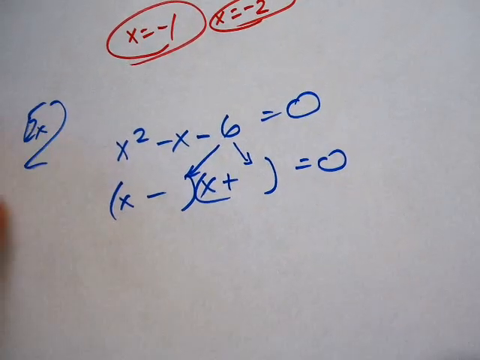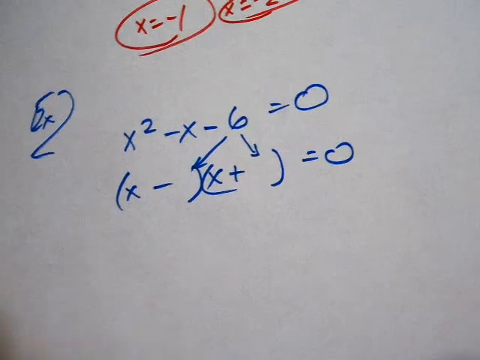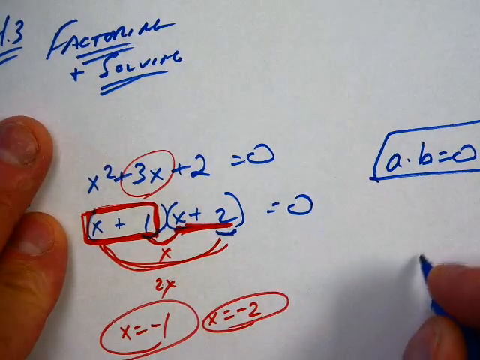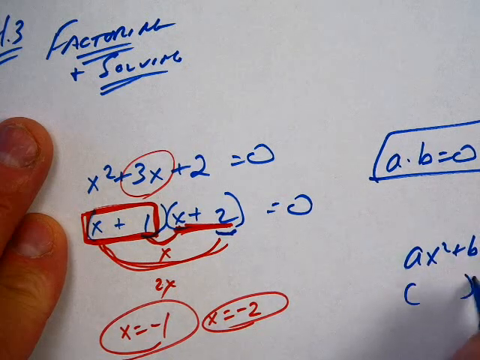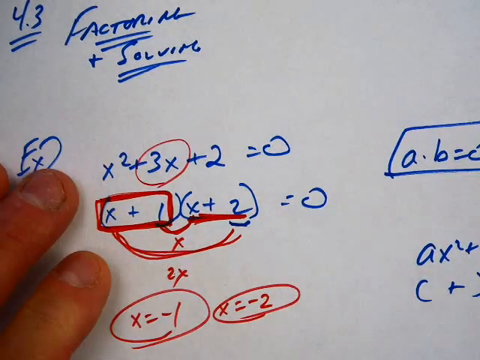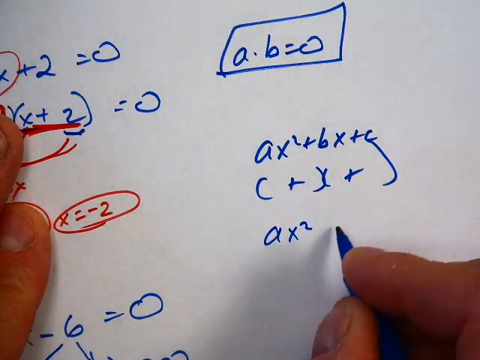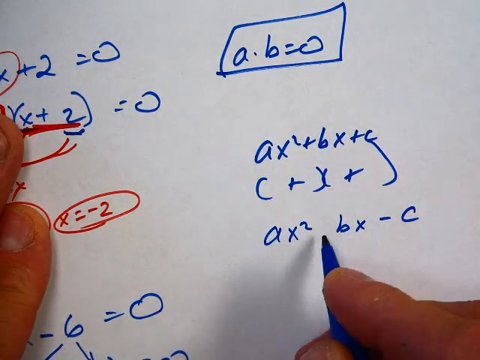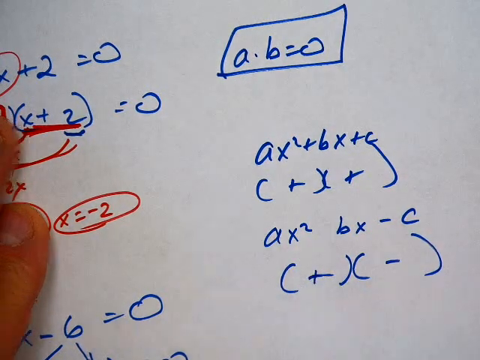So if you're somebody who really likes a little bit of guidance, then here's what we can tell you. If I have ax squared plus bx plus c, that's going to factor into plus and plus. If I have ax squared plus bx and there's a minus c, I don't care what that is, I'm going to have one of each.